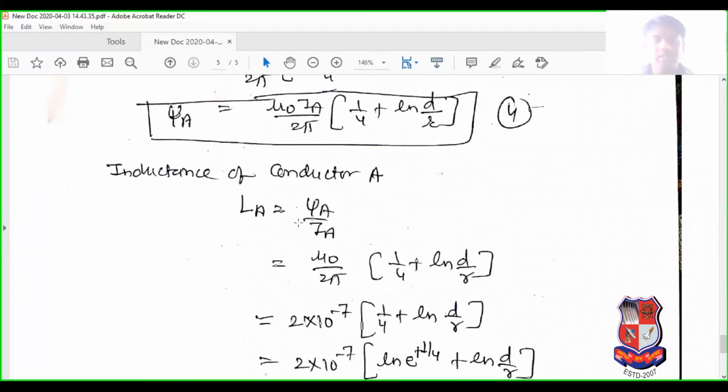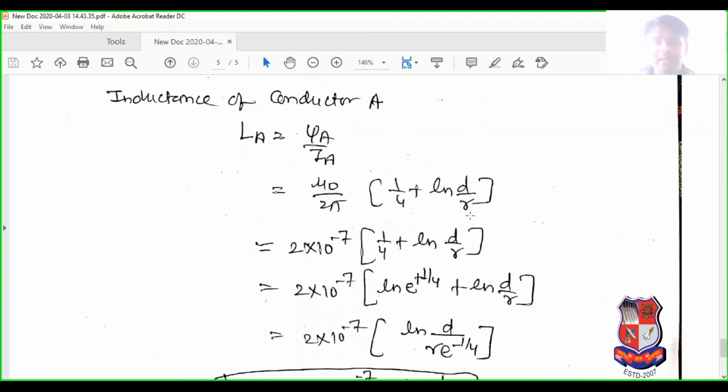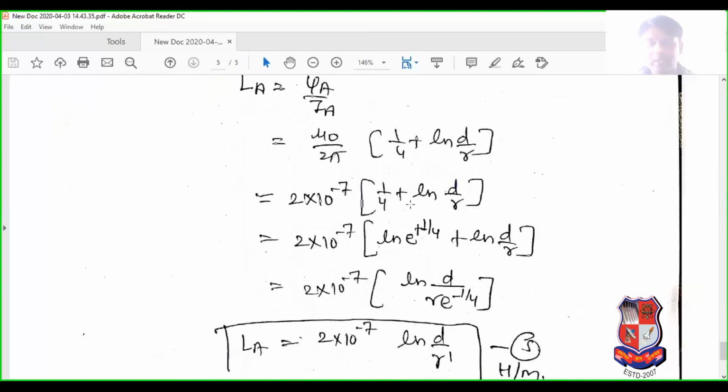So the inductance of conductor A is LA, equal to psi A upon IA. Put the value of psi A. IA and IA cancel, so the rest is mu 0 upon 2 pi, 1 by 4 plus ln d by r. Mu 0 is 4 pi into 10 raised to minus 7. 4 pi upon 2 pi cancel, only 2 remains, so 2 into 10 raised to minus 7, 1 by 4 plus ln d by r. 1 by 4 is basically ln e raised to power 1 by 4.